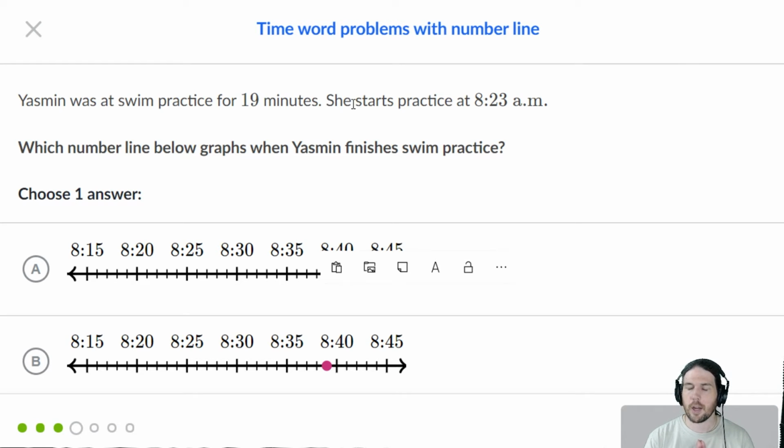Where was I? Oh yeah, just like we did before, right? If I'm adding 19, I add 20, which gets me 843. I subtract 1, which gets me 842. That's A.